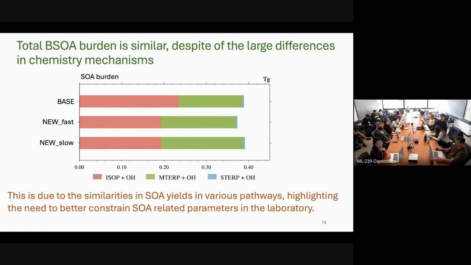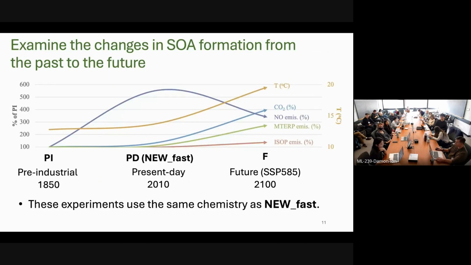And then we want to know how much the SOA formation mechanism changes from the past to the future. So we did 2 more experiments using the pre-industrial and the future conditions. For the future here, I'm using the SSP 585 scenario. We see that from the past to the future, the temperature and CO2 concentration both increase, and this causes the biogenic VOC emission to increase, and the NO emission peaks in present day.